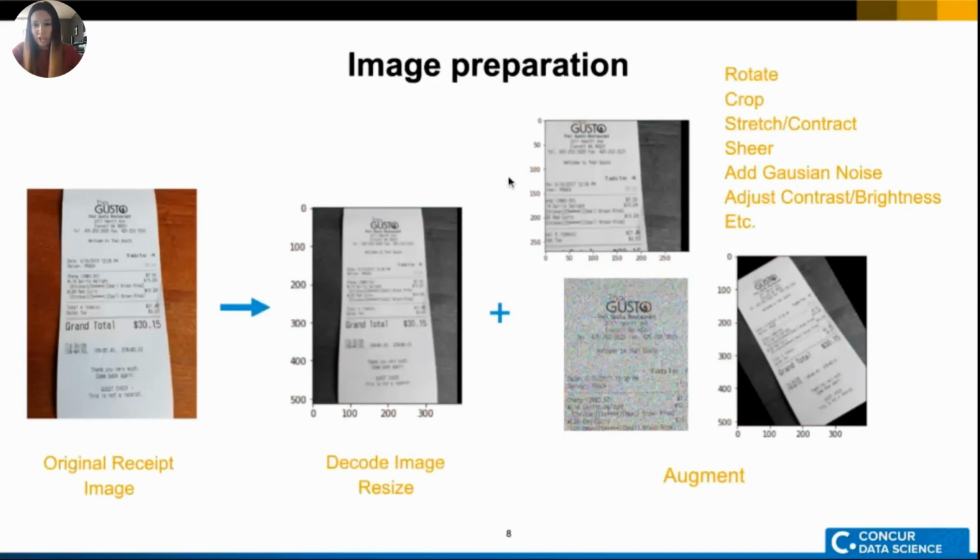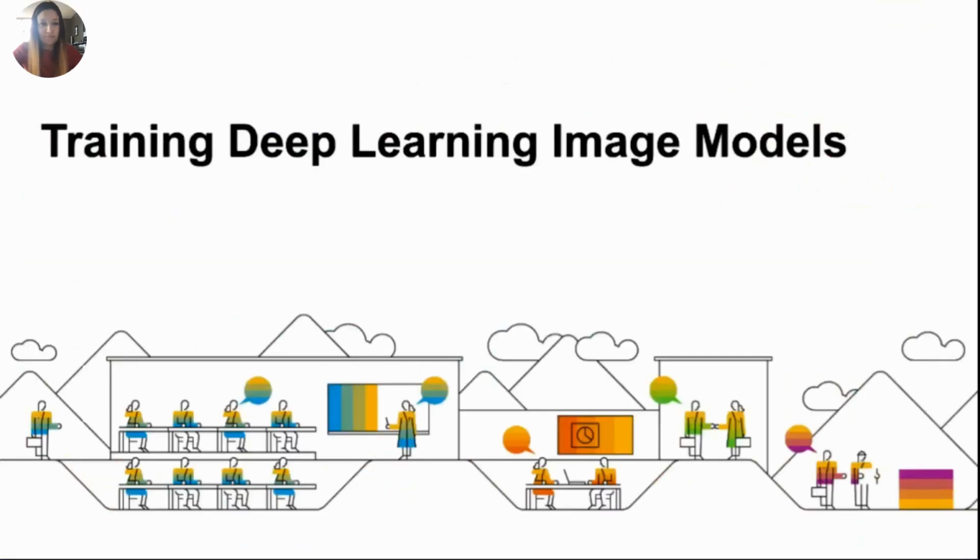For image preparation, as with any computer vision algorithm, you would go from the original receipt image, and then you would resize and convert it to grayscale. From there, you would apply a bunch of augmentations, such as cropping, rotating, shearing, to make your training algorithm more robust to all these different inputs and variations that it might be seeing in production.